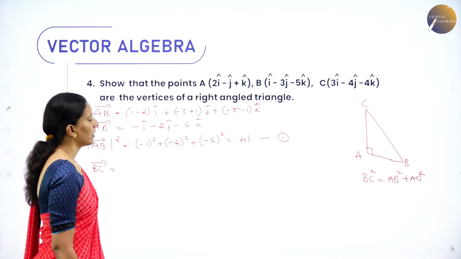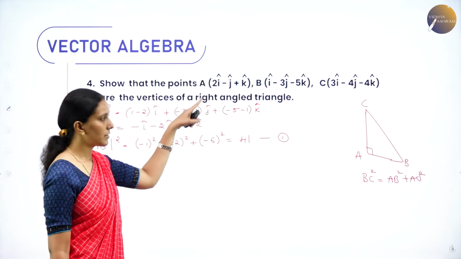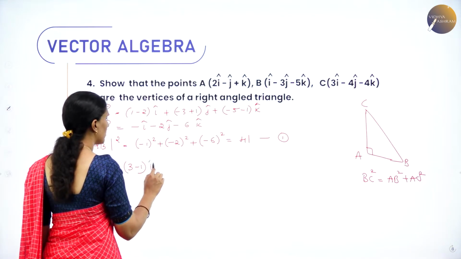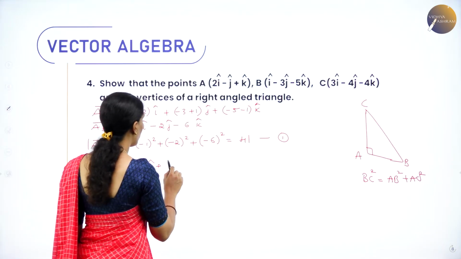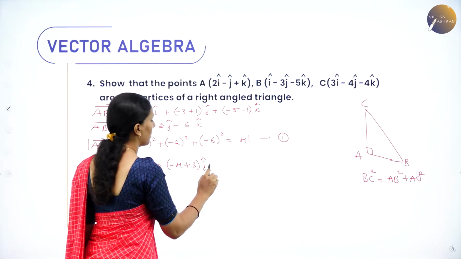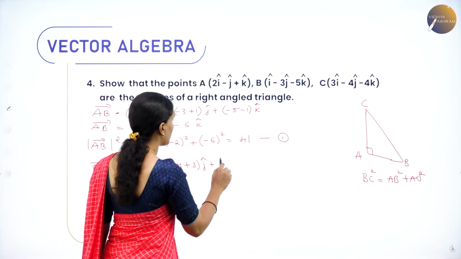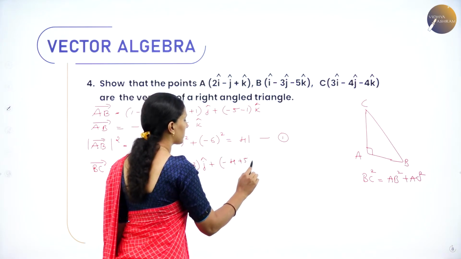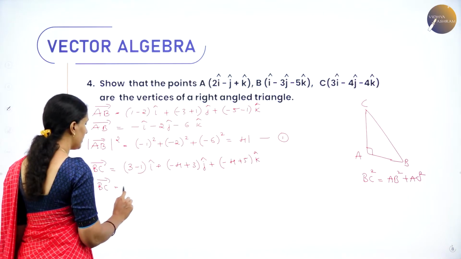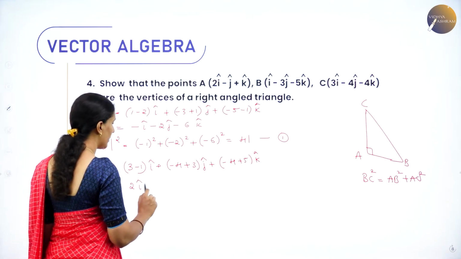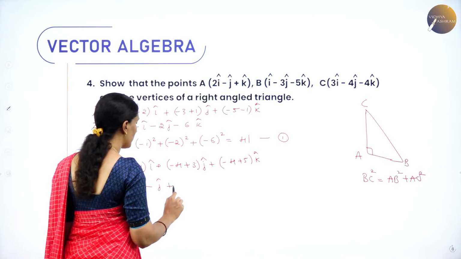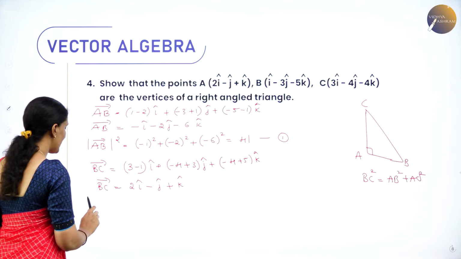Now BC means C minus B. So it is 3 minus 1, I, plus minus 4 minus of minus 3 becomes plus 3j, plus minus 4 plus 5 becomes 4k. So vector BC is 2I minus 4 plus 3 is minus j, and minus 4 plus 4 is k. So vector BC is this.